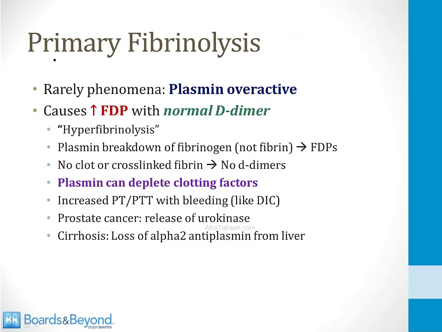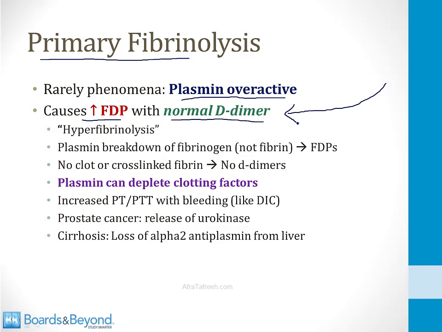There is a rare condition called primary fibrinolysis where plasmin becomes overactive. In this setting, you will see a rise in the level of fibrin degradation products with a normal D dimer. This is something you should definitely know for step 1 of your boards. These are very rare scenarios, but board examiners like to ask you about this to see if you understand the different origins of the fibrin degradation products and the D dimer.